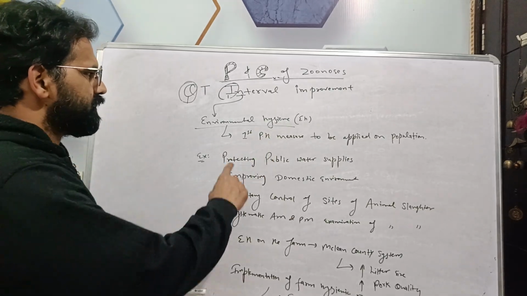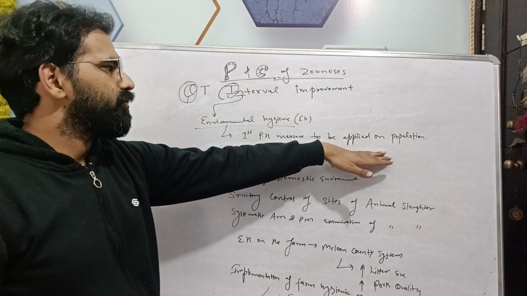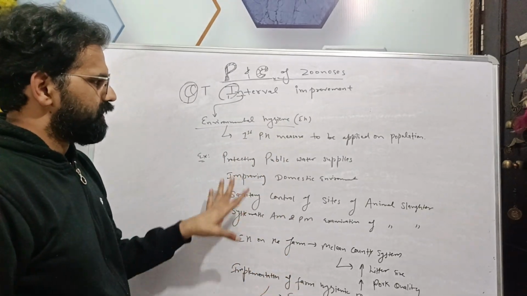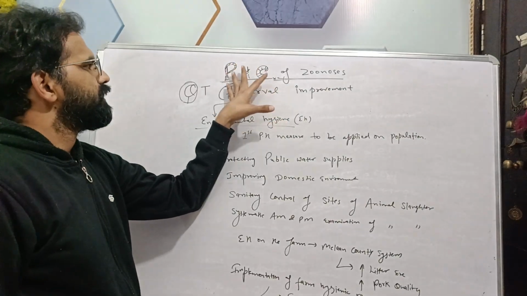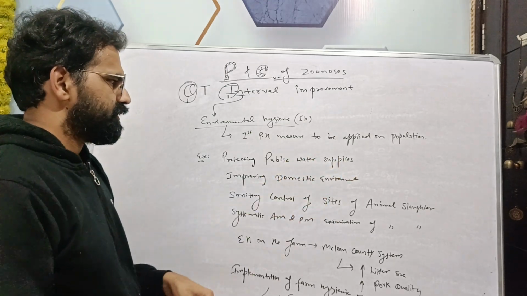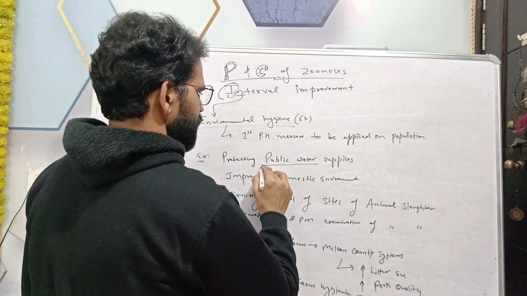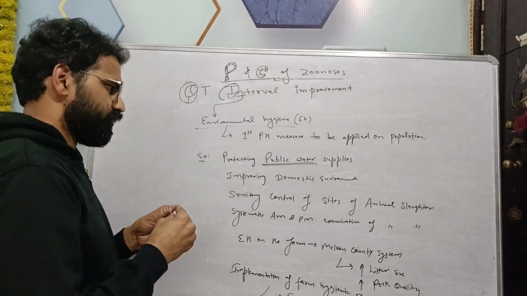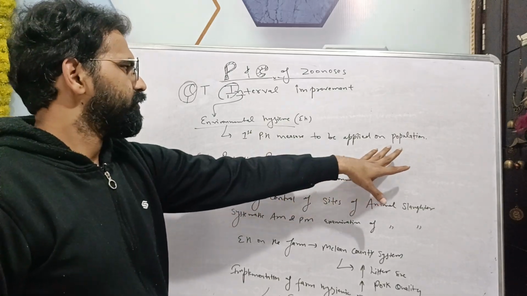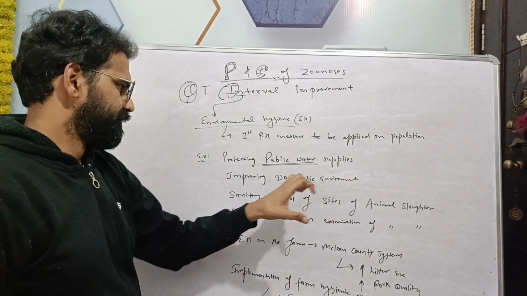Environmental hygiene. Environmental hygiene is the first public health measure to be applied on a population. These are some examples where environmental hygiene maintenance will control and prevent zoonotic diseases. First is protecting public water supplies. If the public water supply is protected, meaning it is not contaminated, then we can control the population's health. Improving the domestic environment of the human or animal.